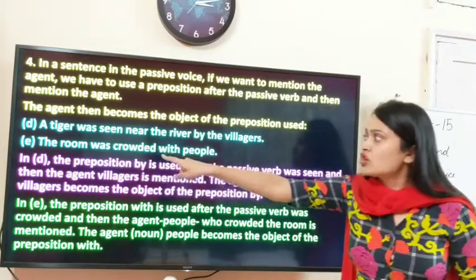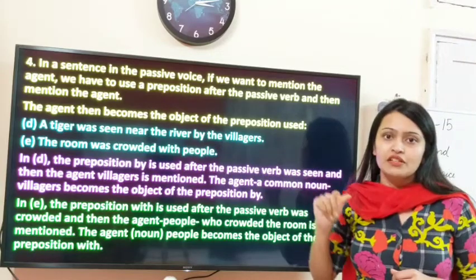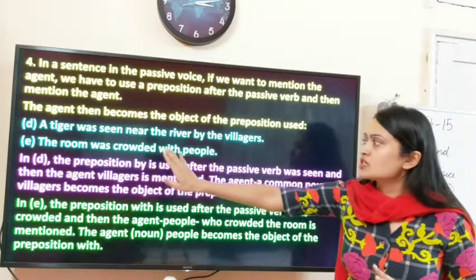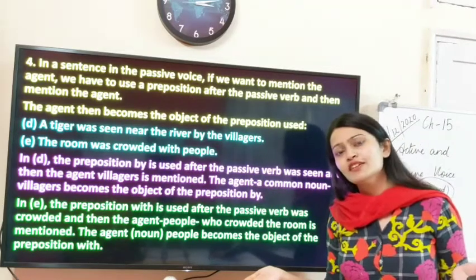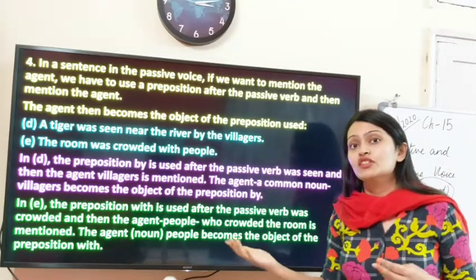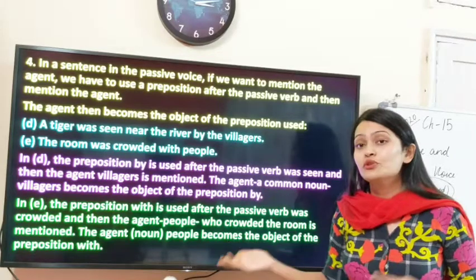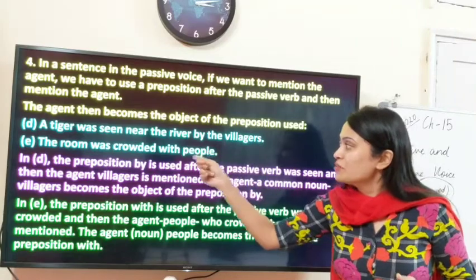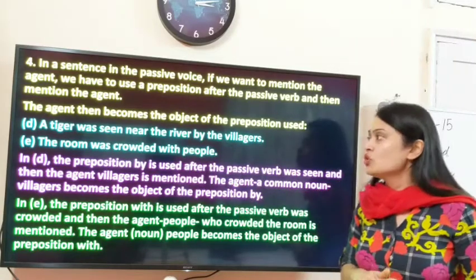The room was crowded with people. Okay, so over here, children, they are saying the room was crowded. This is also fine, right? But to get the agent, to get the doer, who is the doer? Who is filling the room? Who is crowding the room? The people. So to get the people, we've used the preposition with.